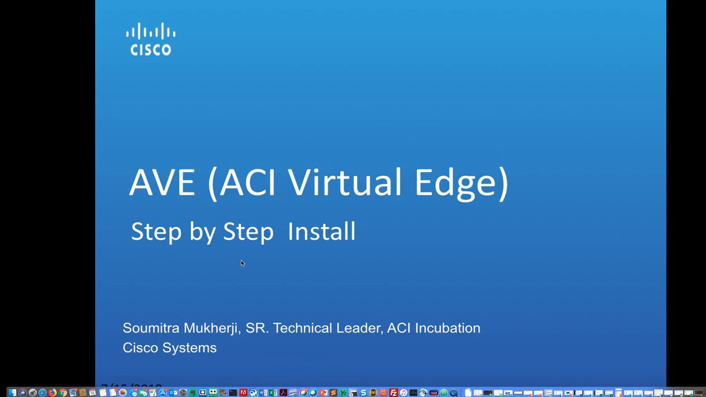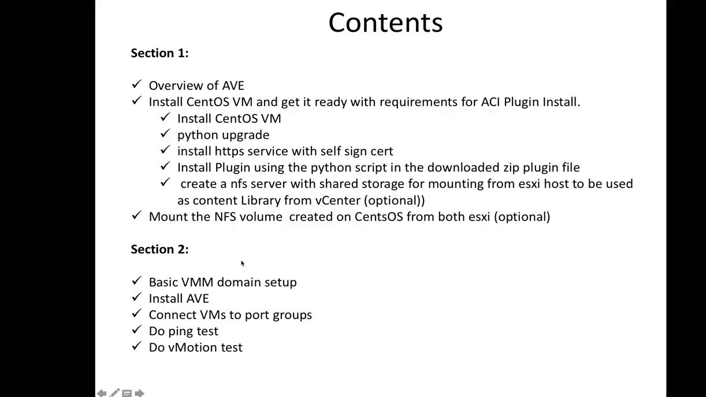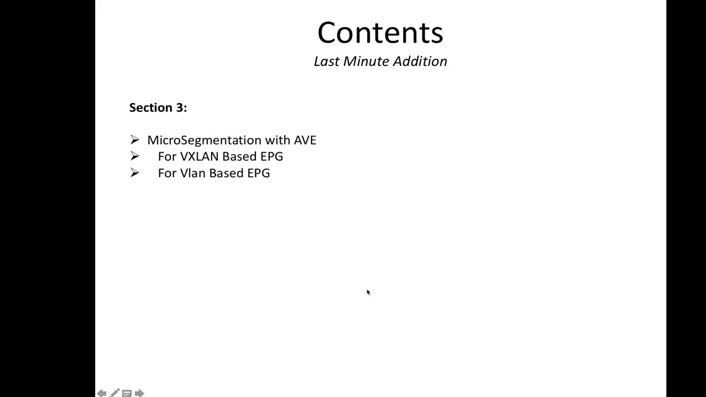ACI Virtual Edge step-by-step install. We've finished section 1 and section 2. So we did our AVE setup and we did our ping test and our vMotion test. In section 3, we are going to do micro-segmentation with AVE for vxlan based EPG and for vlan based EPG.